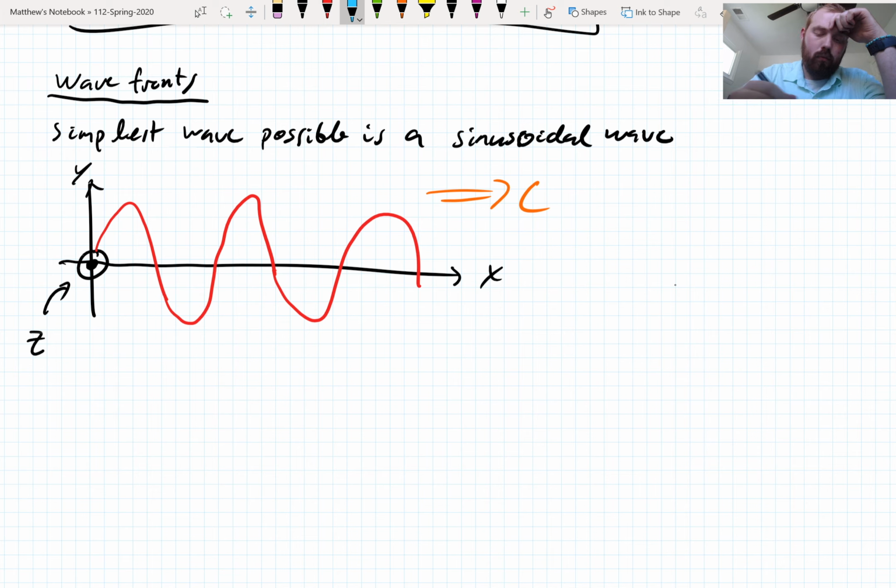So what is our magnetic field doing? Well, it's doing this. I'm using crosses and dots to represent which way it's pointing, and then the size for its magnitude. So that's our magnetic field, right?